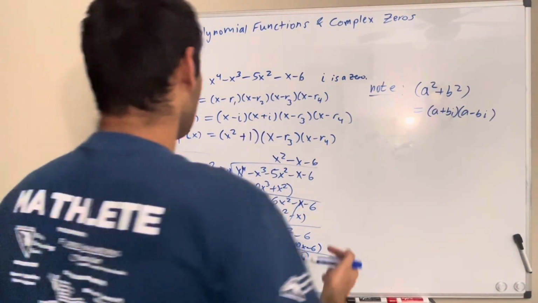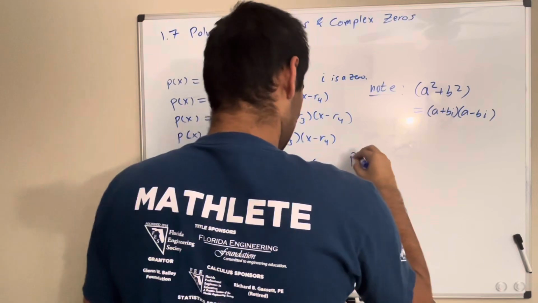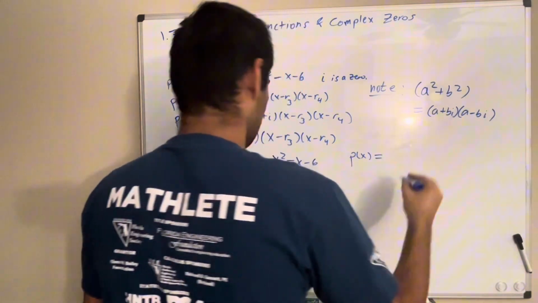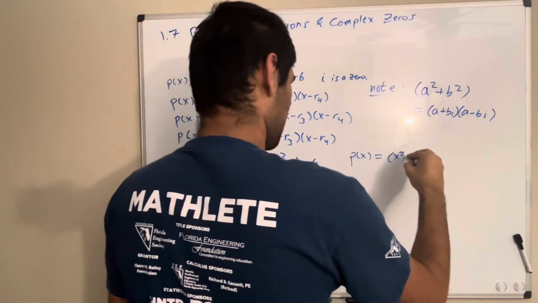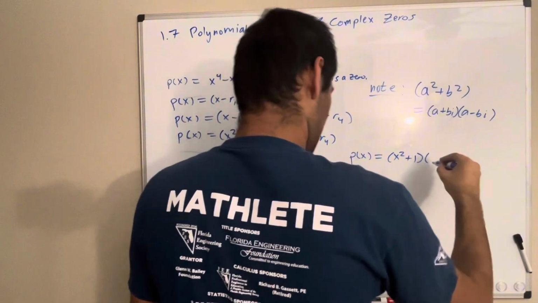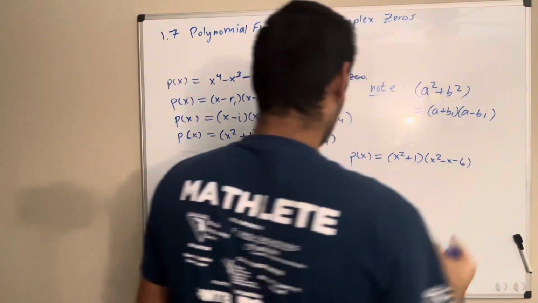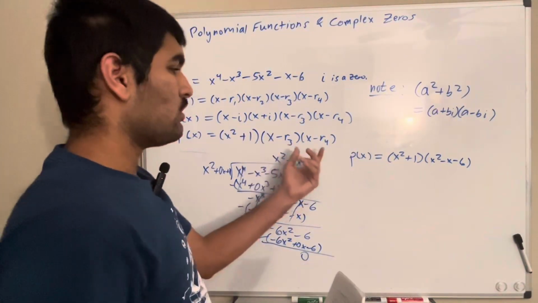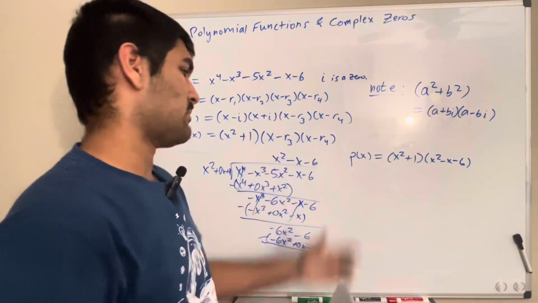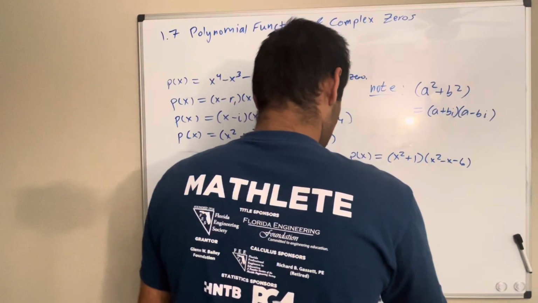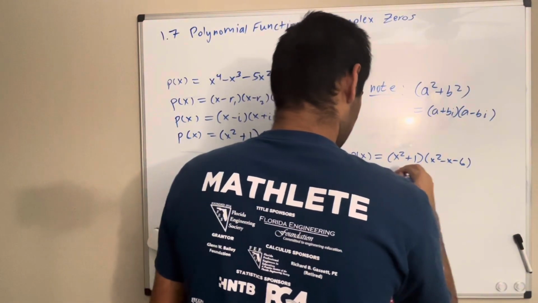Okay, good. So now basically we know that this polynomial becomes x squared plus 1 times x squared minus x minus 6. But from this, we know that this has to factor into 2 separate factors. And indeed it does. So we can factor that even further.